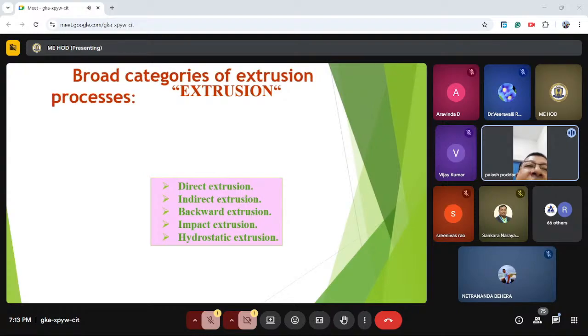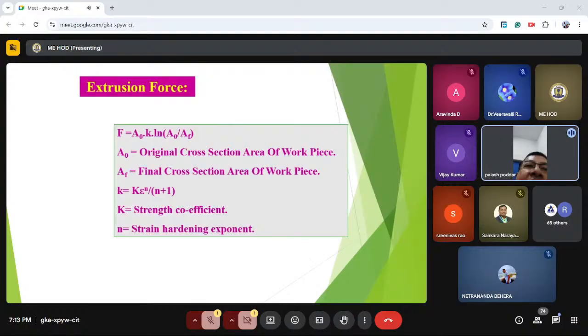Extrusion force is F equal to A naught k ln(A naught by AF). A naught is the original cross-section area of the workpiece. AF is the final cross-section area of the workpiece. k equal to capital K epsilon to the power n divided by n plus 1. K is the strength coefficient and n is the strain hardening exponent.